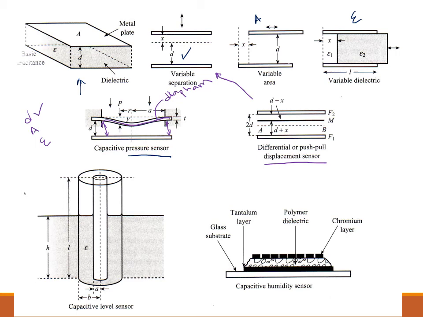The third one here is a capacitive level sensor. So what do you think? Is it D, is it A, or is it epsilon?